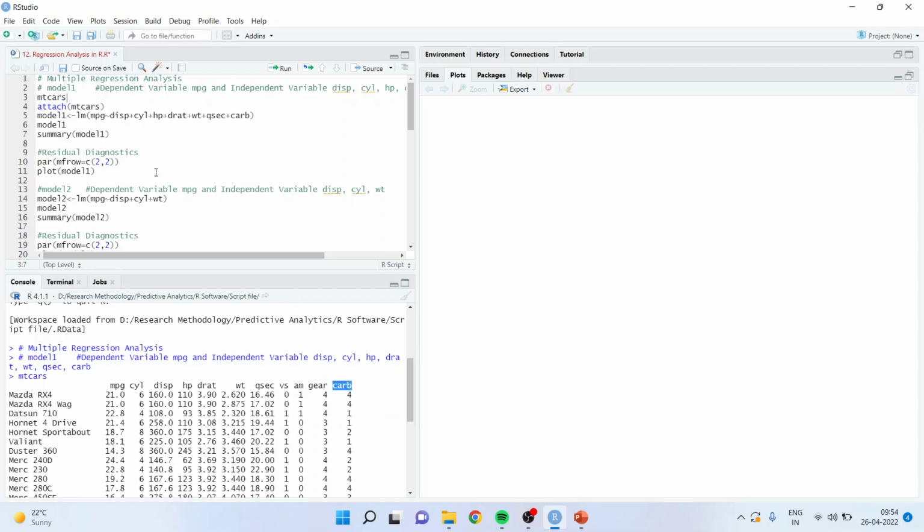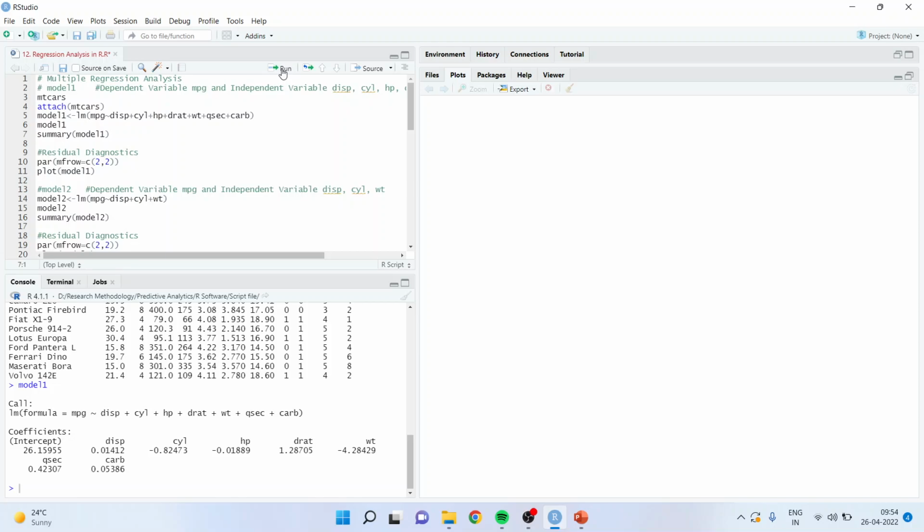Now I want to see what are the factors which are influencing the mileage of the vehicle, and therefore I'll run model 1 with lm. lm is linear model. I'll make mpg the dependent variable. I'll use tilde, displacement plus cylinder plus horsepower plus drat plus weight plus qsec plus carburetors. When I run it, I'll get some result, model 1. But to get the proper result, I'll go to summary of model 1.